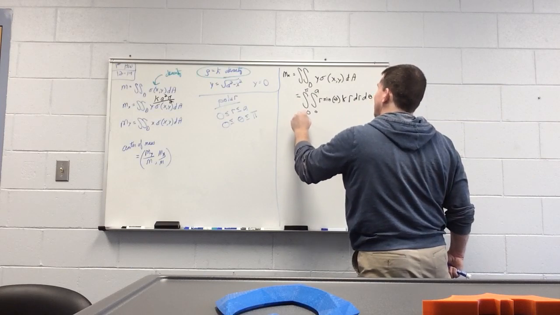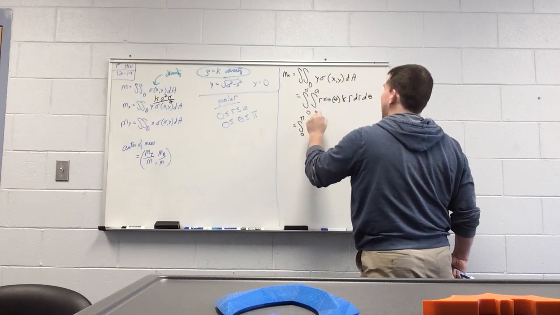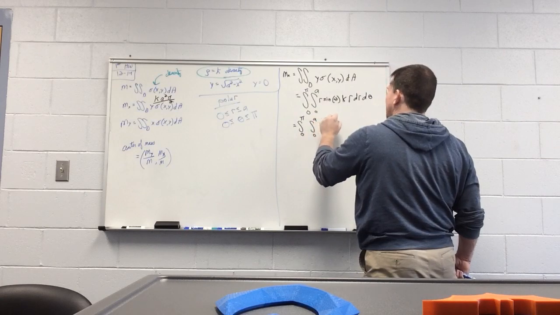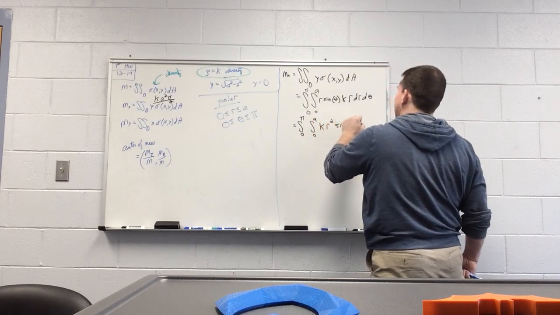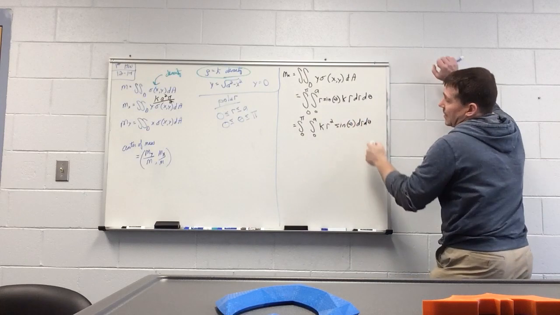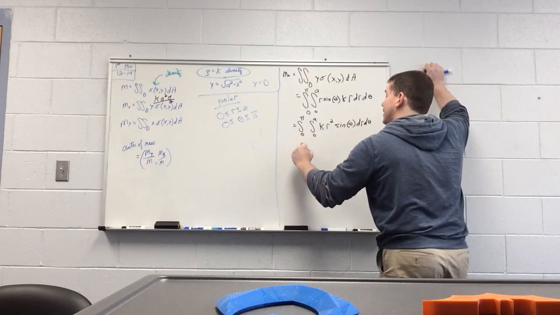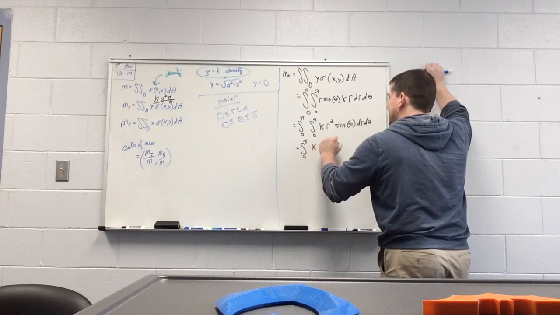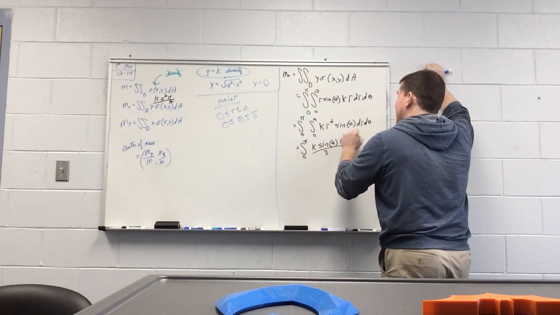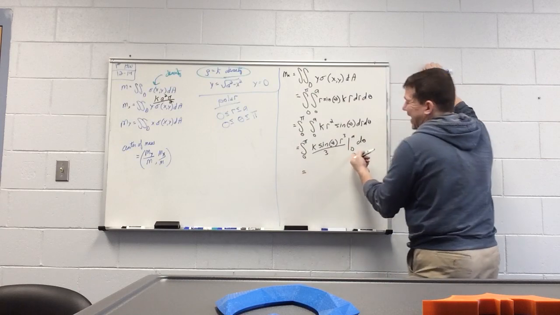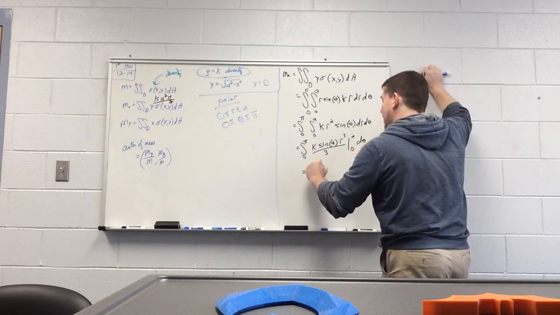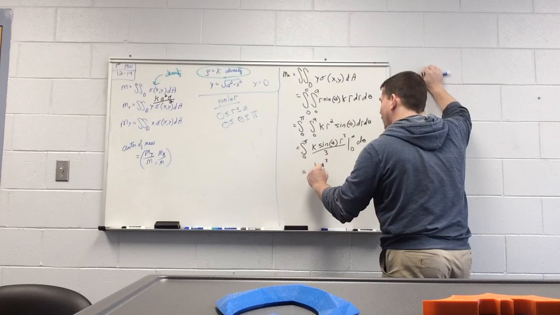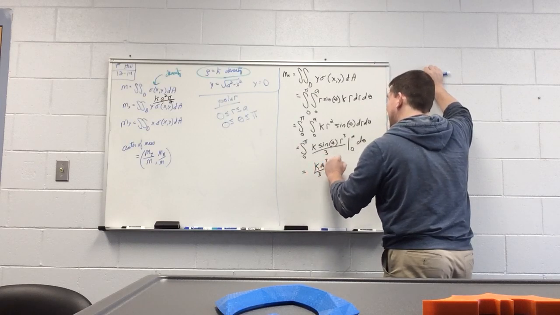Simplify, rewrite, whatever. The integral from 0 to pi, 0 to a of k r squared sine theta dr d theta. Integrate with respect to r: the integral 0 to pi of k, and now I'm going to reorganize this, sine theta r cubed over 3, evaluated from 0 to a, d theta. Again, the 0 doesn't matter, so I get k a cubed over 3 sine theta.